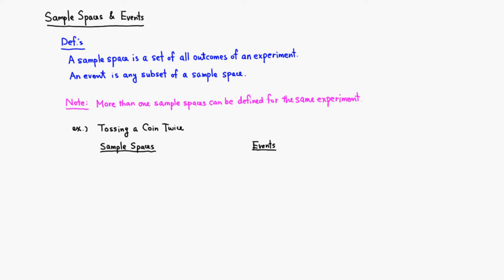For example, let's look at this particular example experiment. Let's say you're tossing a coin twice. We can define a sample space, let's call it S1. So for the first sample space, you can just record head or tail. So all the possible outcomes would be head, head; head, tail; tail, head; tail, tail. This would be a perfectly good sample space.